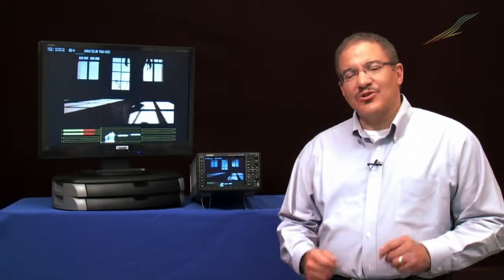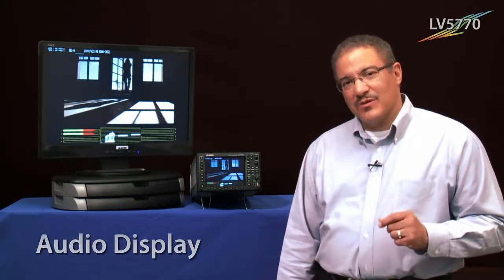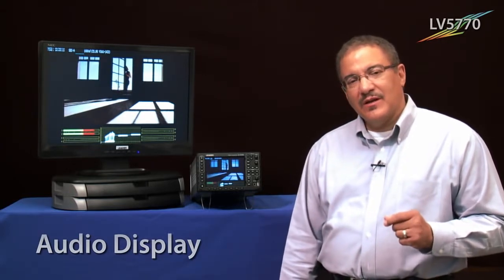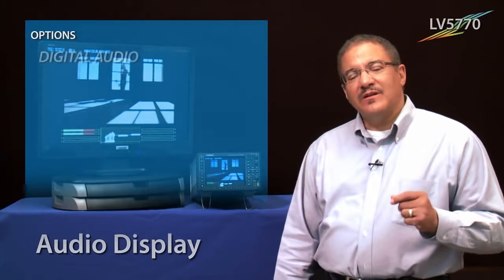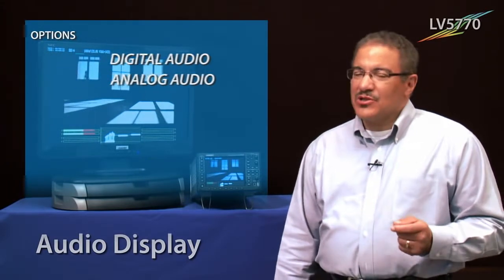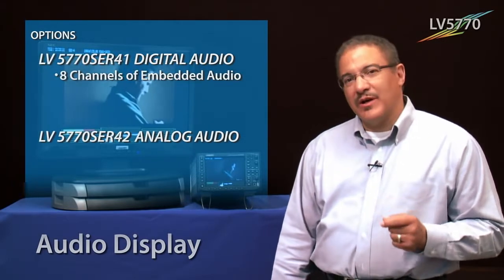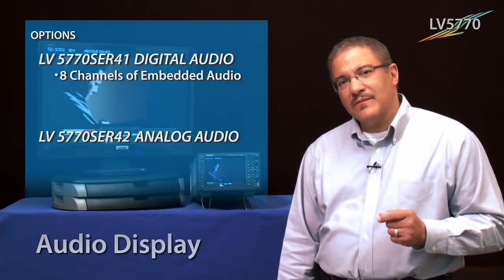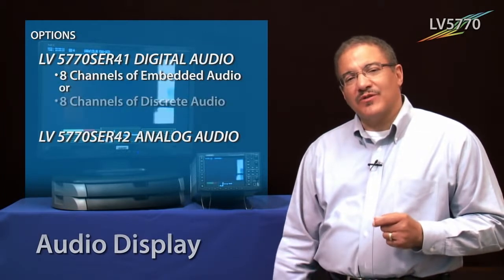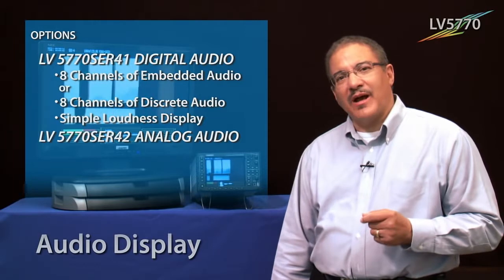All right, now I'd like to show you the audio display. Now, audio is an option with the LV5770, and you can choose between digital audio or analog audio. With the digital audio option, you have the ability to look at up to 8 channels of embedded audio at one time, or 8 channels of discrete audio via the 4 B and C connectors that are actually on the back of the unit.